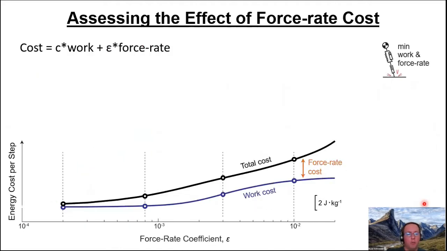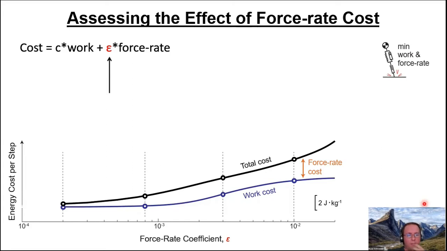So how do we assess force rate in the model? Well, by adjusting this epsilon, which is basically a coefficient that scales how much force rate cost there should be per force of the actuator. And the plot on the bottom shows how energy cost per step changes as we tune up this coefficient in front of that term more and more. And so total cost increases, which is not surprising. That total cost should be proportional to that coefficient. But what is interesting is the blue curve, the work cost, also increases. And then the difference between the two is the leftover, which is force rate cost.